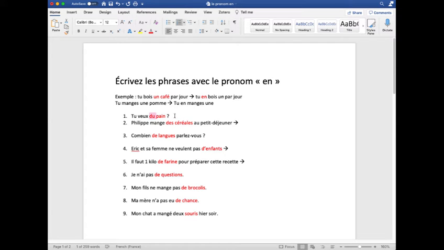Do you want some bread? It would be tu en veux, right? Notice here that I'm not saying slices of bread or whatever, I'm just saying some bread. So the du pain will be replaced by en, and it goes before the conjugated verb.